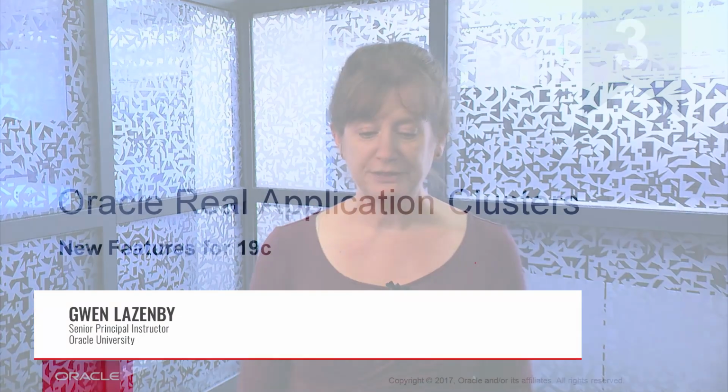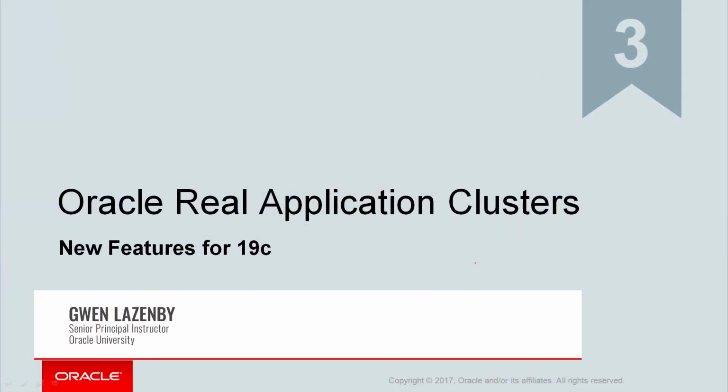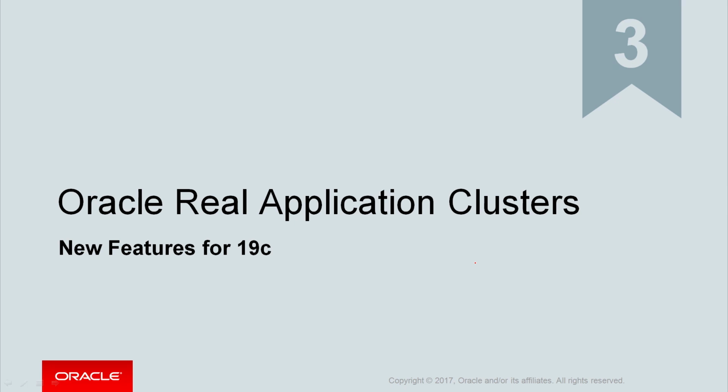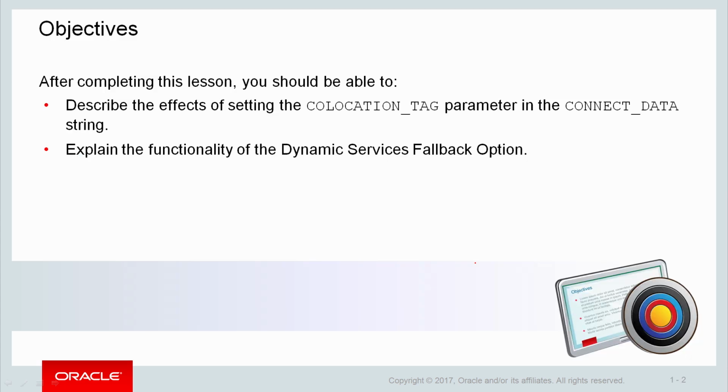Right, welcome to lesson 3, when we're going to be looking at the new features for 19C for the Oracle Real Application Clusters, or Oracle RAC. Now, there's not that many, because virtually all the new features for the database in 19C are also available in RAC, but we're going to look at a few specific features in 19C which are new for the RAC databases. So after completing this lesson, you should be able to describe the effects of setting the colocation tag parameter in the connect data string and explain the functionality of the dynamic services fallback option.